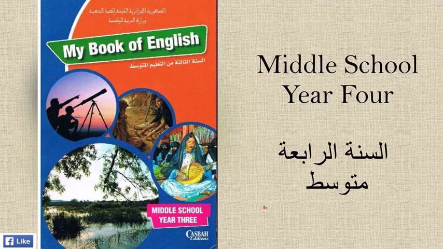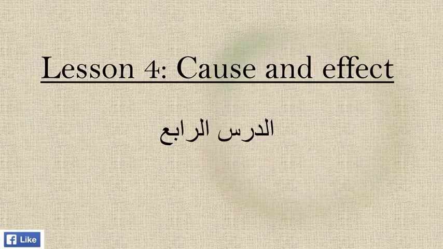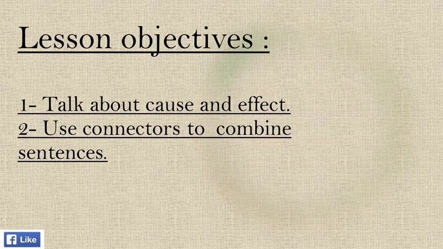فيديو تاع نهار اليوم خصصته لتلاميذ السنة الرابعة متوسط 4th year middle school. من خلاله راح نتناولوا المقطع الأول Me, Universal Landmarks and Outstanding Figures in History, Literature and Arts. راح نقوم بشرح الدرس الرابع Cause and Effect السبب والنتيجة. So lesson objective: talk about cause and effect. Use connectors to combine sentences.